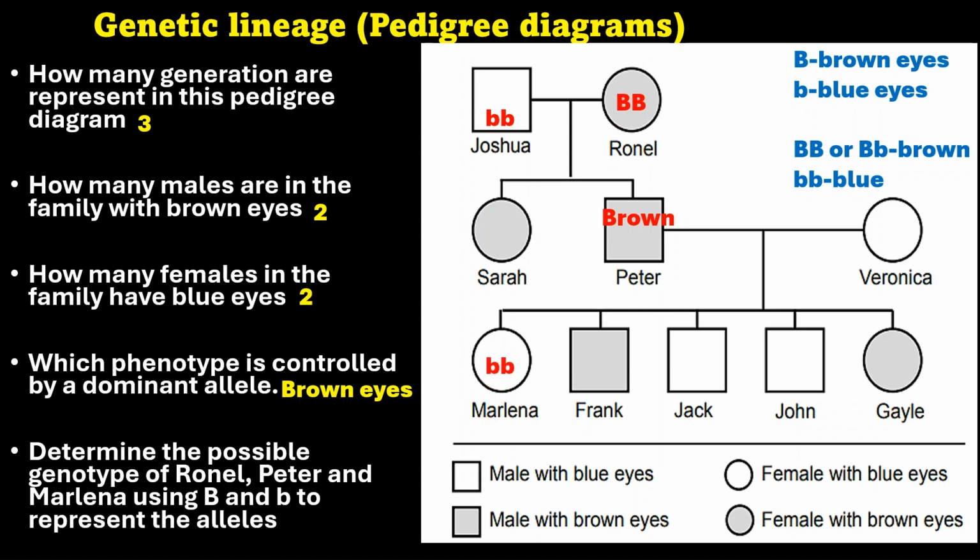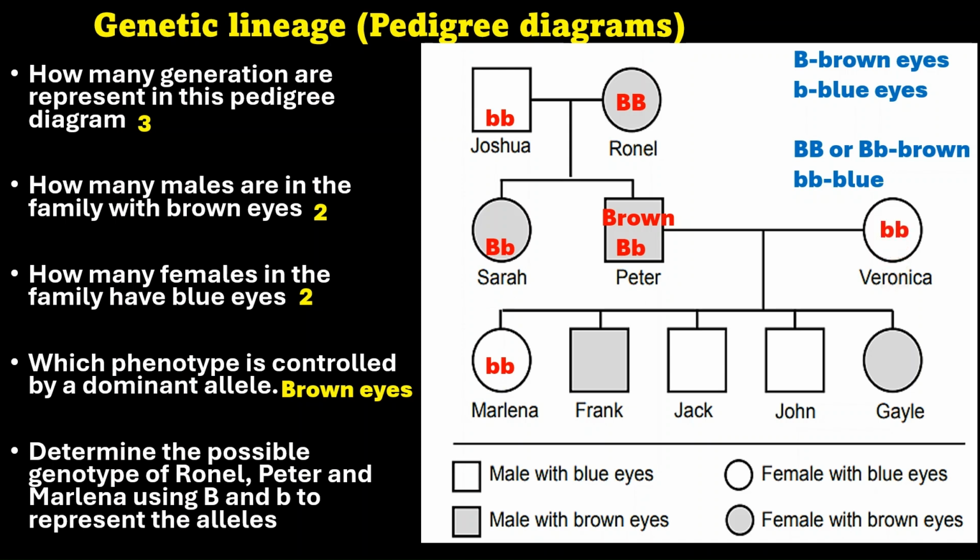What about Malina? Malina's eyes are blue, which gives it that characteristic. That means Peter will be heterozygous, because Peter will have to receive a dominant allele for brown eyes from Ronell and a recessive allele for blue eyes from Joshua. But then the eyes won't turn blue, because blue is recessive and brown is dominant. So Sarah too will be heterozygous. So we know Peter, we know Ronell, we know Malina. Then we are done.